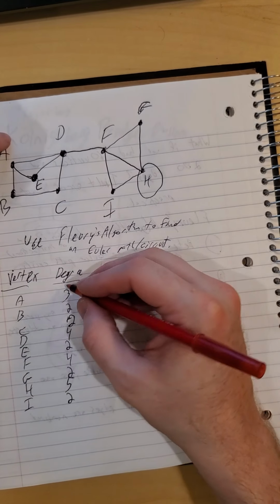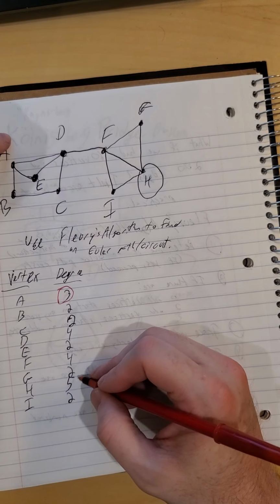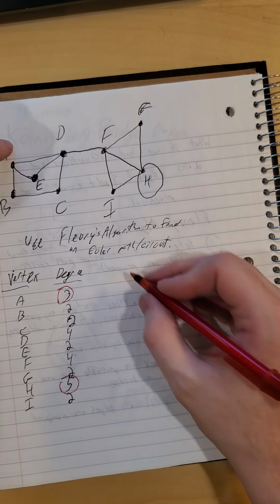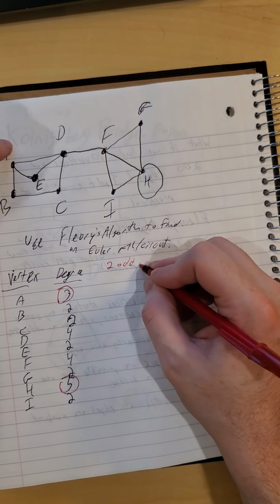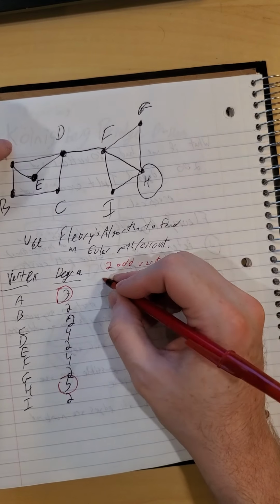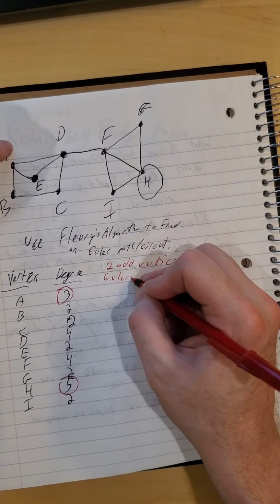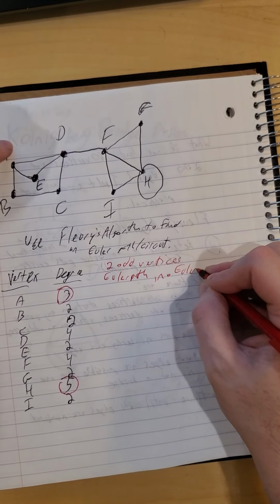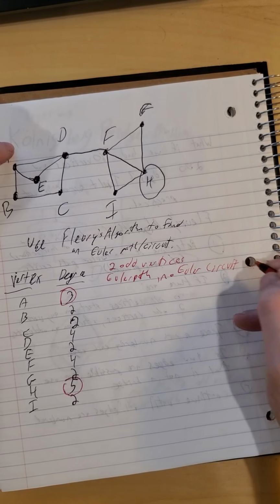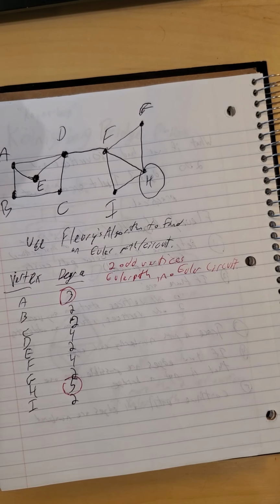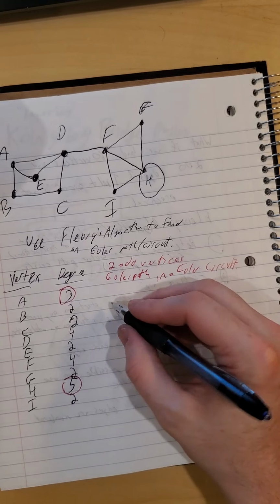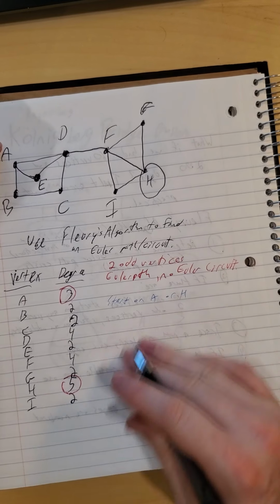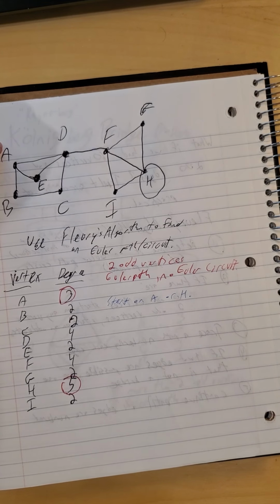So we look for the odd vertices. A and H are the only odd vertices. So 2 odd vertices. We have an Euler path. No Euler circuit. It says to start on one of the 2. Arbitrarily, I'll start on A.